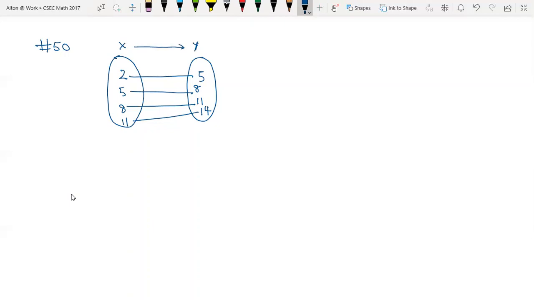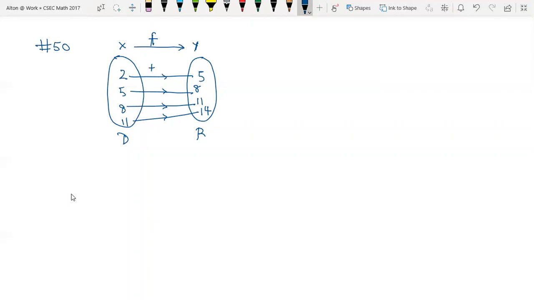X is being mapped onto y, so this is the direction of our arrows. So this is your domain. Those values constitute your range of values. And of course, this is your function f. So we need to come up with a rule connecting those pairs of values. 2 maps onto 5.